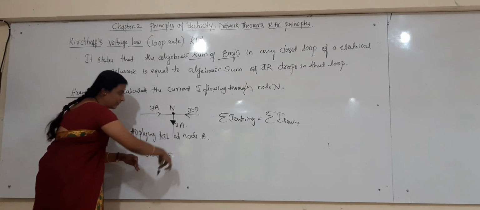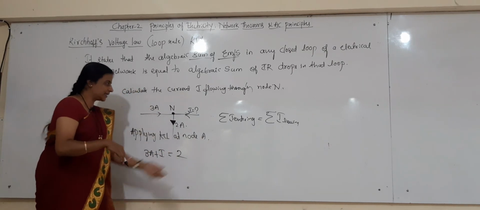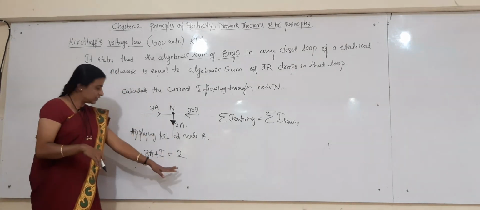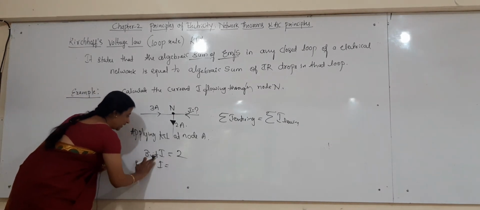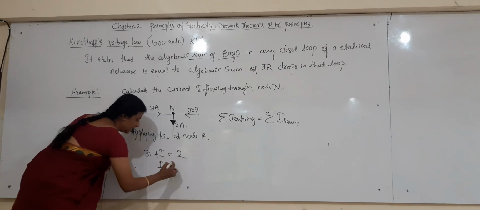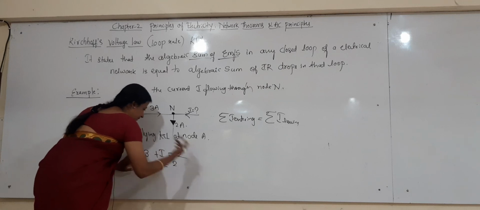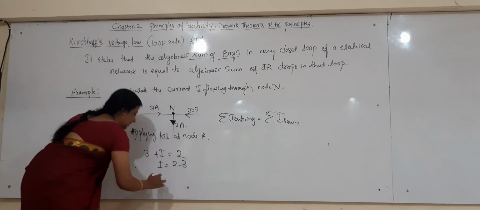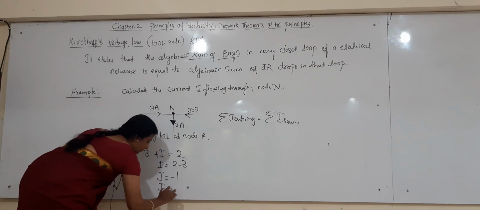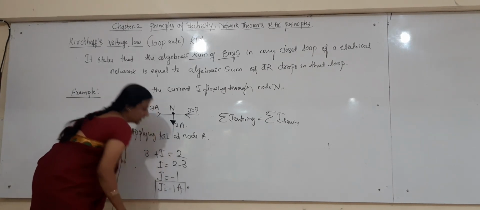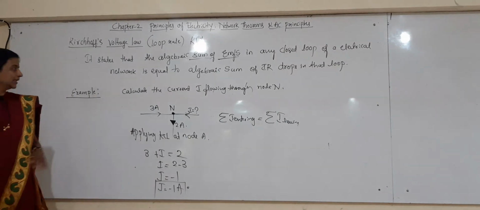The 2A is moving away from the node, so it is taken on the right side. Only one current is there, so write only one current. Now I is equal to, if we bring this 3 to the right hand side, then plus 3 becomes minus 3. 2 minus 3 gives I is equal to minus 1. So I is minus 1 ampere. The current flowing through the node is equal to minus 1 ampere.